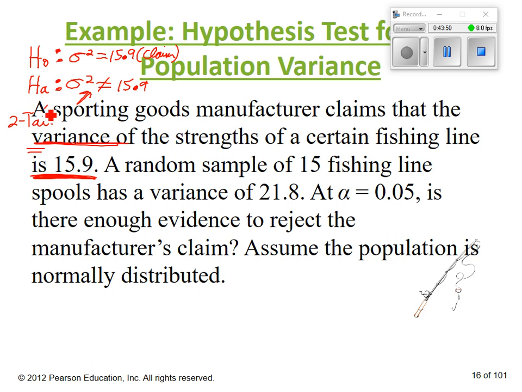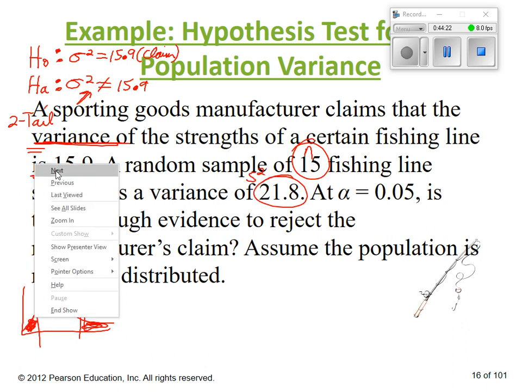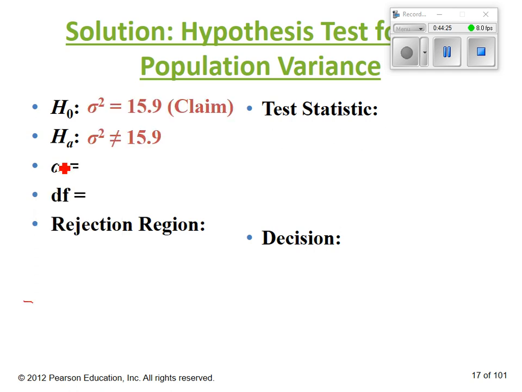So when we go to draw a little graph, we'll have a tail here and a tail here. We have two rejection regions, and that's going to change the way we find everything on our chart. 21.8 is the sample, and N is 15, so DF is going to be 14. This is our S squared. 0.05 is our alpha, and our DF is 15 minus 1, which is 14.